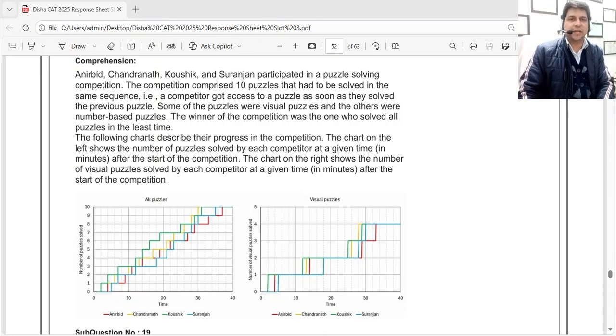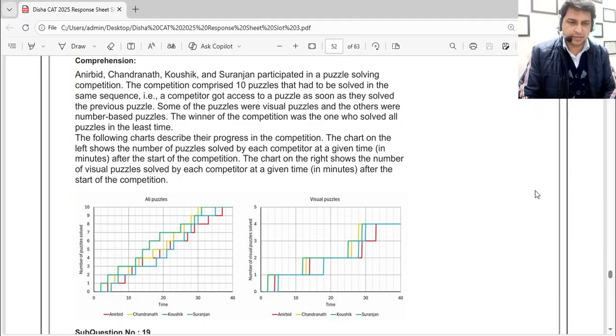Welcome to ACM classes, CAT 2025 LRDI slot 3, puzzle number 5, the last puzzle. Again, it was on XY plane, XY axis. Let's go ahead and look at this puzzle.